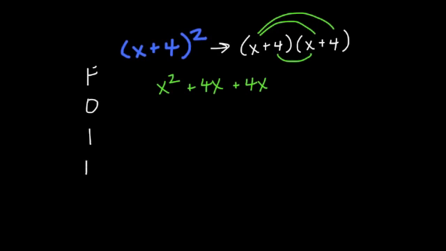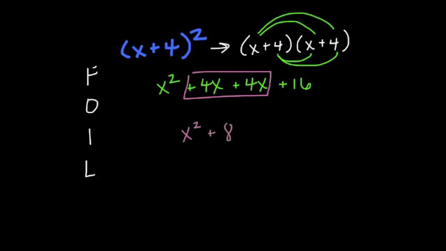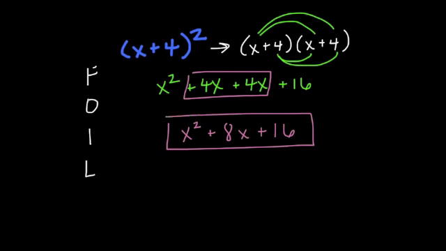And then finally I look at the last term, and in this case again numbers. We have a positive 4 and a positive 4, that's a positive 16. When I combine, again I can put my x's together, those should be in the middle. So this trinomial expression will be x squared, 4x plus 4x will give me a positive 8x, and then I have plus 16. So this would be the final answer for this one multiplied out using FOIL.